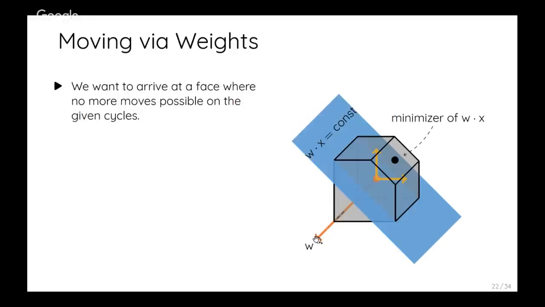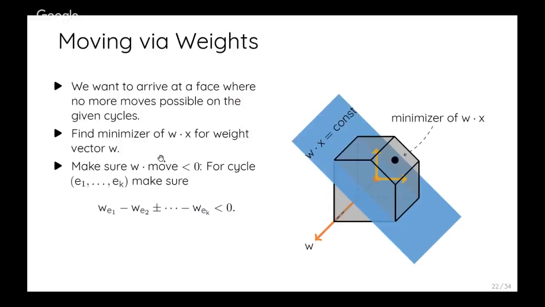This hyperplane is basically defined by a weight vector, W. So it's equivalent to saying that there is a vector W such that the dot product of W with all of my moves is negative, okay? Now, if I found the minimizer of W dot X for this weight vector W, this would be maybe this point denoted in black. This point has already exhausted the moves parallel to the yellow arrows, okay? In other words, starting from this new black point, I can't move along any of my cycles anymore, because if I could, I would be able to reduce W dot X. Okay, so that's the whole idea. You find a vector W such that the dot product of W and all of your moves is negative, and then you find the minimizer of W dot X.